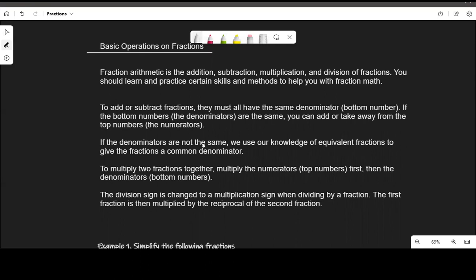If the denominators are not the same, we use our knowledge of equivalent fractions to give the fractions a common denominator. On the other hand, to multiply fractions, we multiply the numerators, or the top numbers, together. We also multiply the denominators, or the bottom numbers, together.